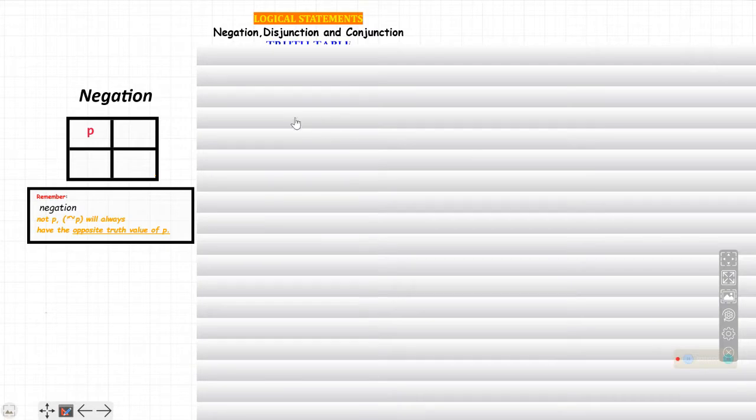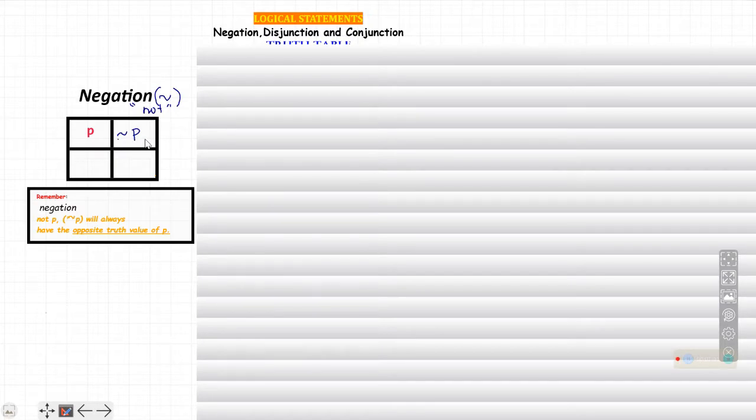So, if we want to know the truth table for negation, negation has a symbol like this. Okay? This is the symbol for negation. So negation means not. Okay, so this is read as not P, or it's the opposite. If we want to know the negation of a statement P, we can write the symbol like this. So this is P, negation P, or not P.